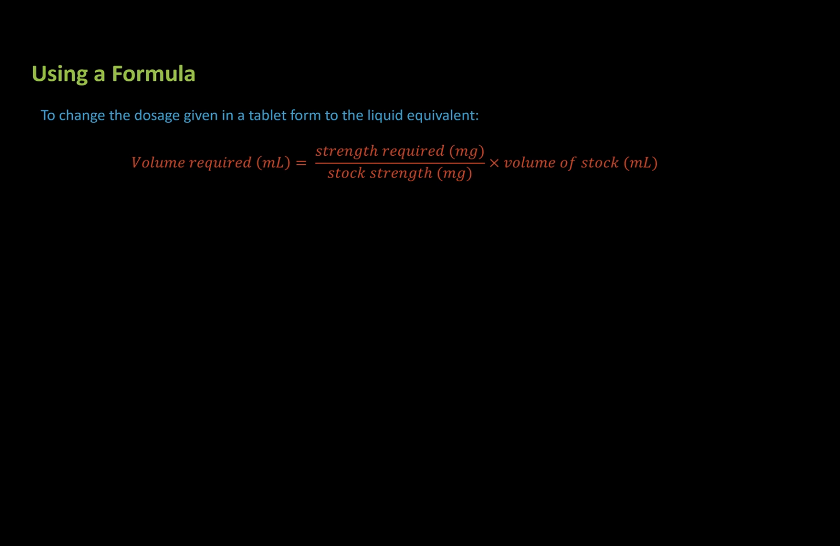Using a formula to change the dosage given in a tablet form to the liquid equivalent, we've got the volume required in mils will equal the strength required in milligrams over the stock strength in milligrams times the volume of stock in mils. Most importantly, the idea of stock is just the medicine we're using, and we're just trying to find how much of it, which is the strength required and the volume required.